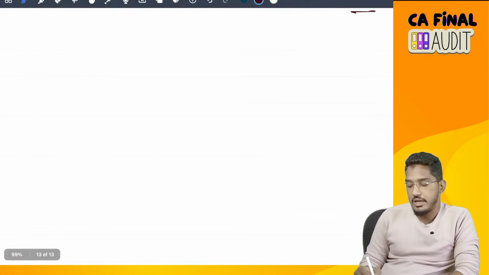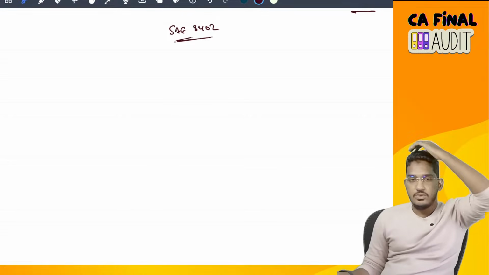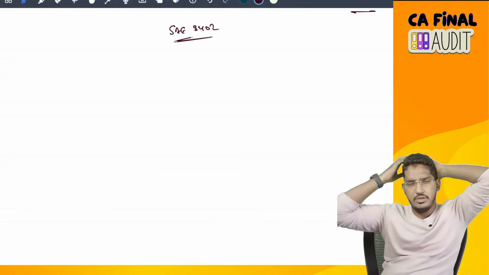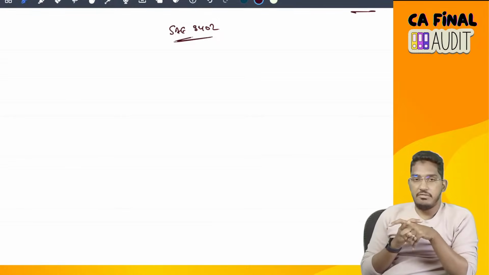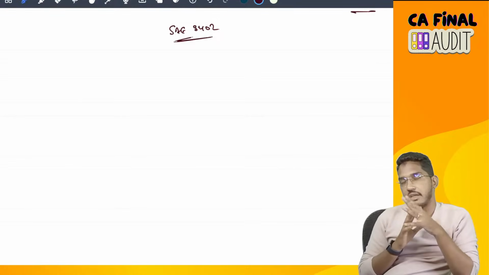So let us try to understand what SAE 3402 says. I will give you a brief, guys. This standard contains a lot of information. If I go into line by line reading, it will not be enough. Even one hour I can teach this standard in our regular class and EOB classes.